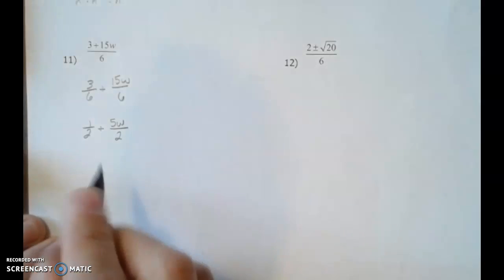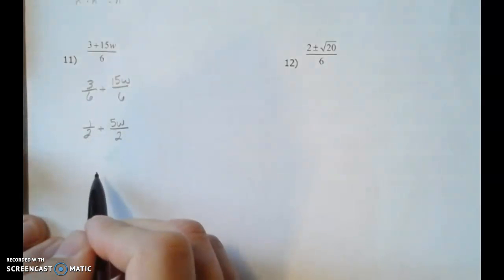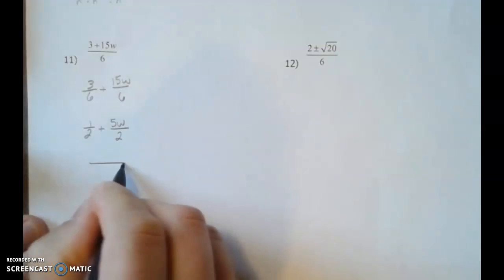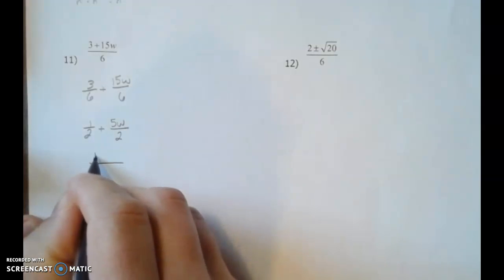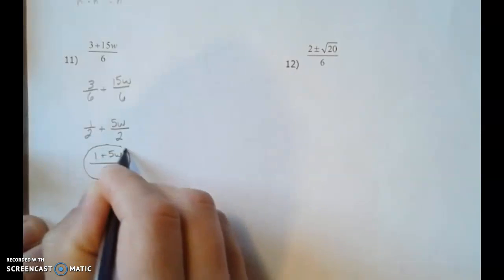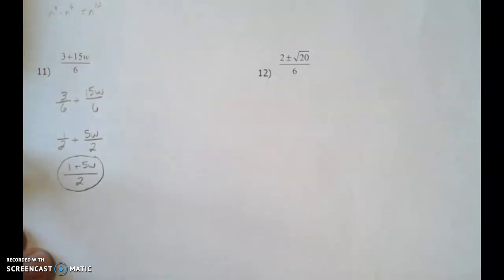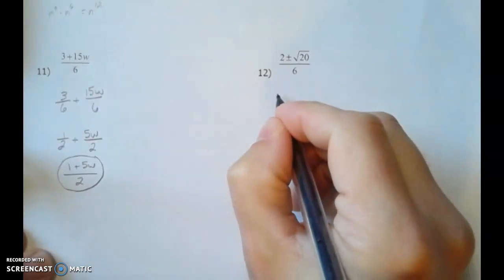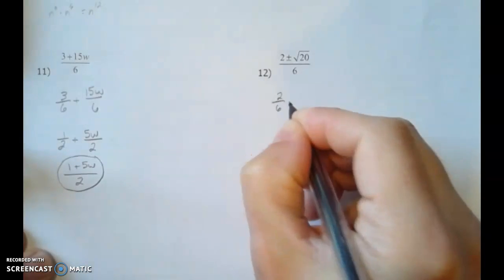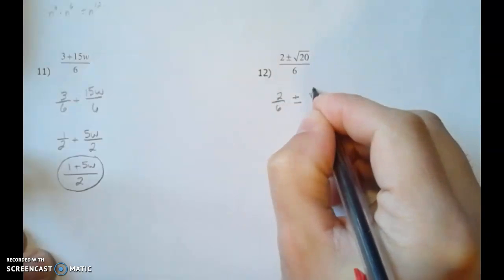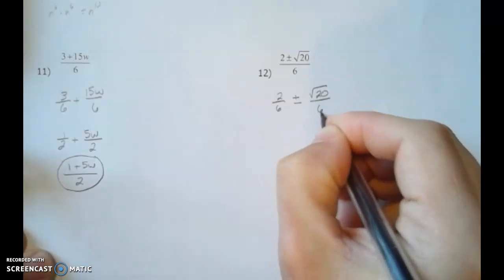Okay, so I can write it as 1/2 plus 5w over 2, or since the denominators are the same, I can rewrite it as just one fraction, 1 plus 5w over 2. Either one is acceptable. With the last one, we've got a return of the radical symbol here, and again, I'm just going to break this into two different divisions. 2 over 6 plus or minus, we pay attention to that sign there, radical 20 over 6.